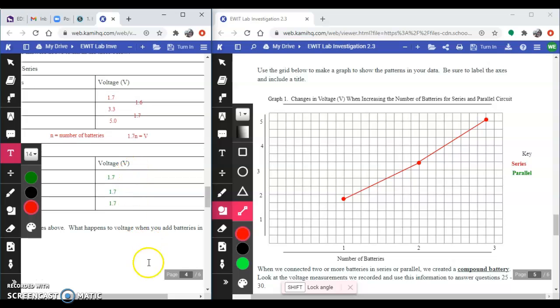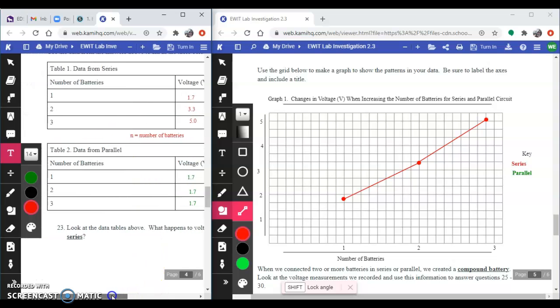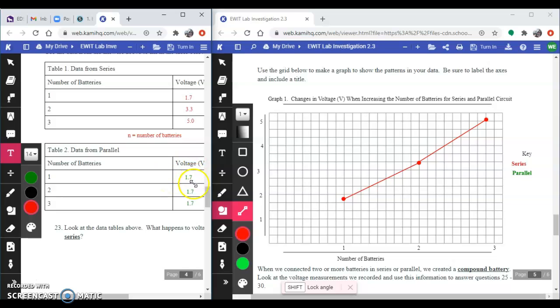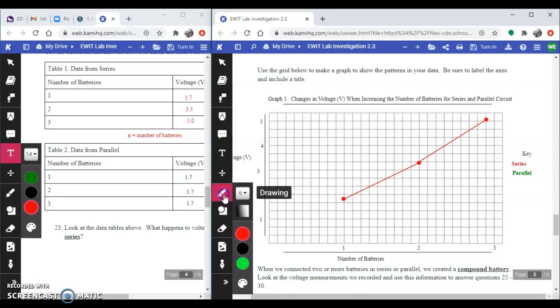Okay, so now let's look at our data for the number of batteries in a parallel and the voltage we get for that. So we're going to plot that. So go back to your drawing and the color green, because we're going to do parallel now. So for one battery we were at 1.7, so we'll put that there. Two batteries we were still at 1.7. Three batteries we were still at 1.7.